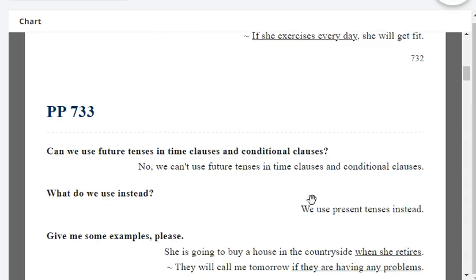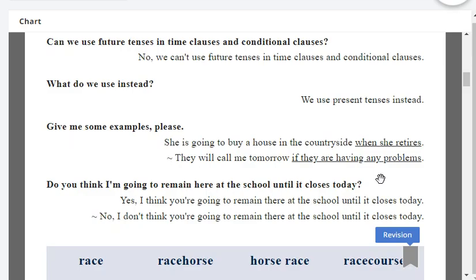Can we use future tenses in time clauses and conditional clauses? No, we can't use future tenses in time clauses and conditional clauses. Very good. What do we use instead? We use present tenses instead. Right?